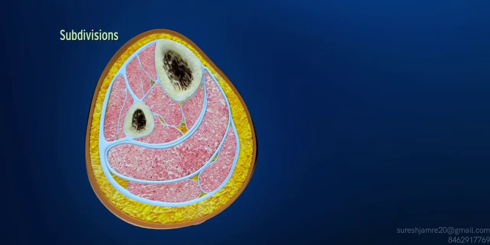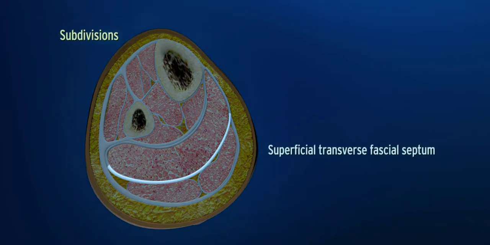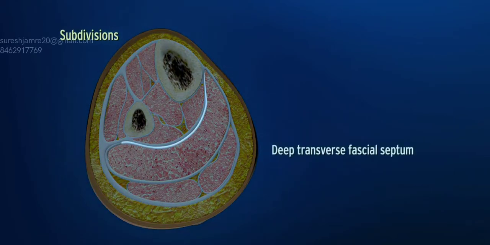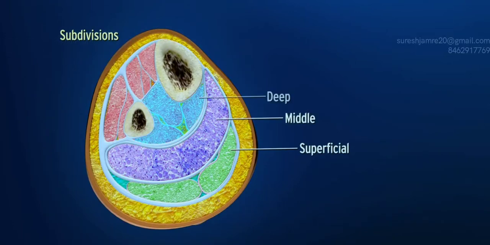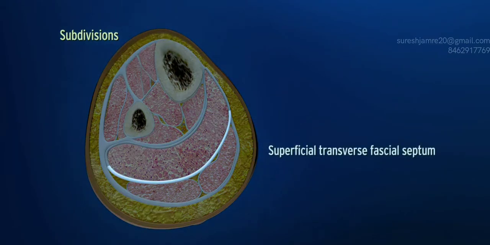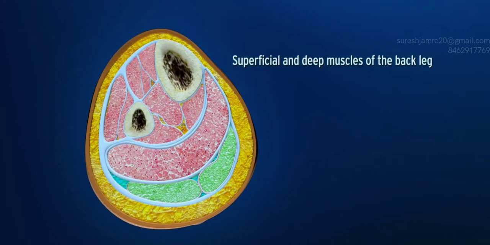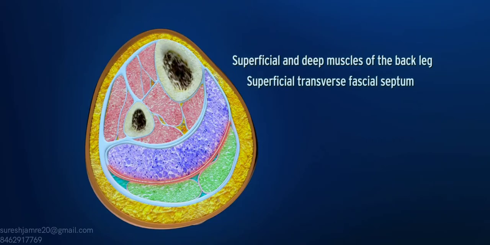Subdivisions. Posterior compartment is subdivided by superficial transverse fascial septum and deep transverse fascial septum into three parts: superficial, middle, and deep. Superficial transverse fascial septum. Superficial and deep muscles of the back of leg are separated by superficial transverse fascial septum.